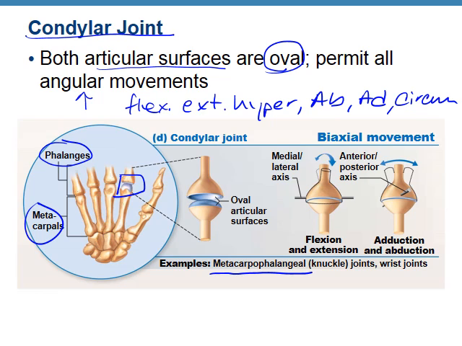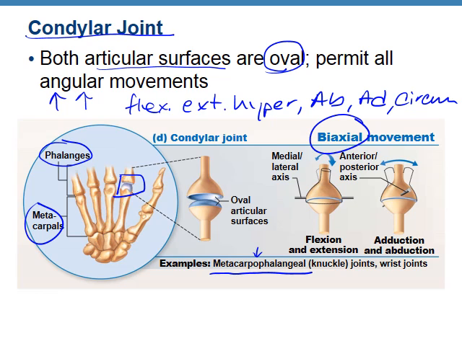Long word, right? I love joint names because they take the two bone names, they remove some of it, and they put an O in between it. So you can usually figure out joints pretty quickly. The only thing I want to mention is that even though it's saying it permits all angular movements, it's not the same. You'll see here it's biaxial. When we get to the very last ball and socket joint, that one is multiaxial.